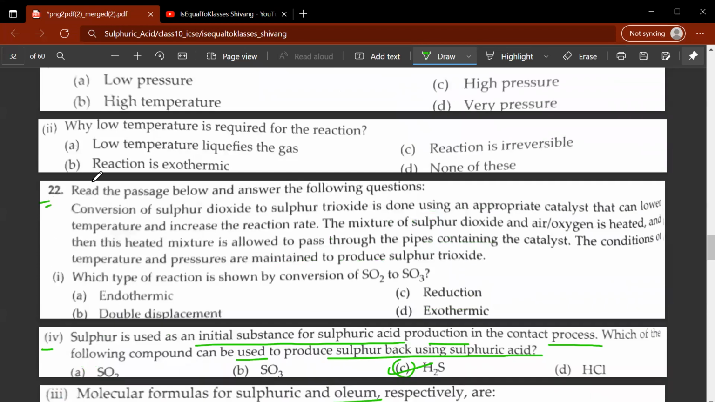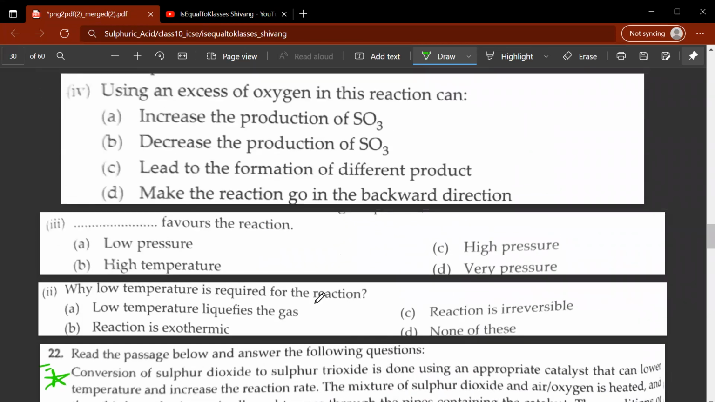Okay, another read the passage question. Read the passage. You can pause the video if you want to. Which type of reaction is shown by conversion of SO2 to SO3? So this would be D, exothermic. Second question, why low temperature is required for the reaction? That is because B, the reaction is exothermic. Low temperature favors the reaction. C, high pressure favors the reaction.